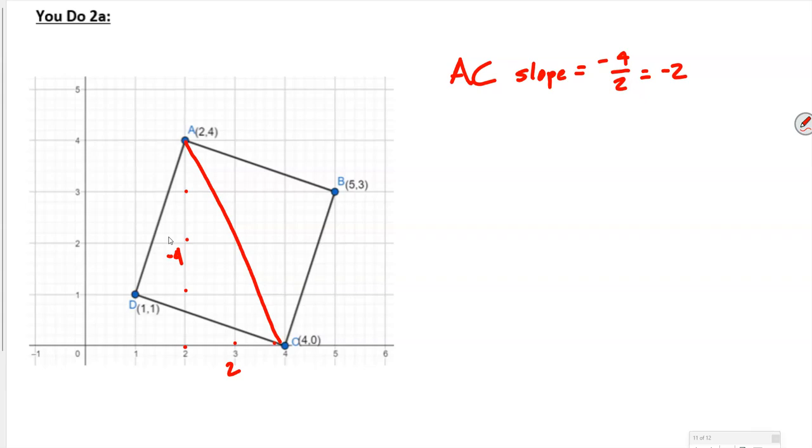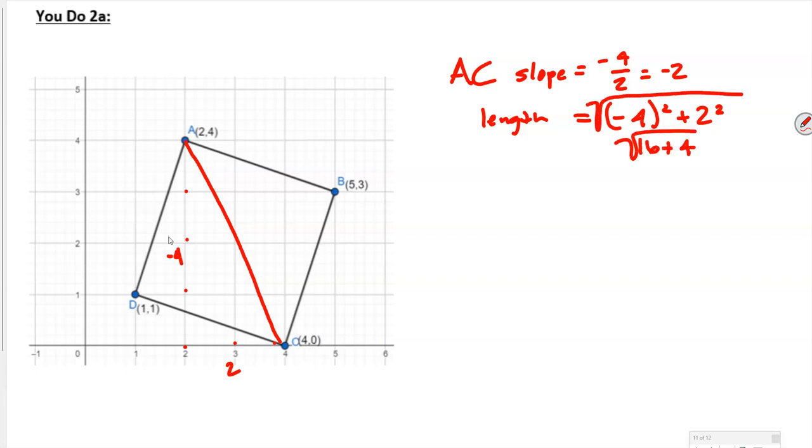Okay, now remember, if we're talking about the length of AC, we take those two numbers, our original numbers, -4, square it, plus the 2 and square it, and then we take the square root of that. So that's going to be 16 plus 4. So that's going to be square root of 20, right? Okay. So now we're going to look at DB. Okay, that one right there.